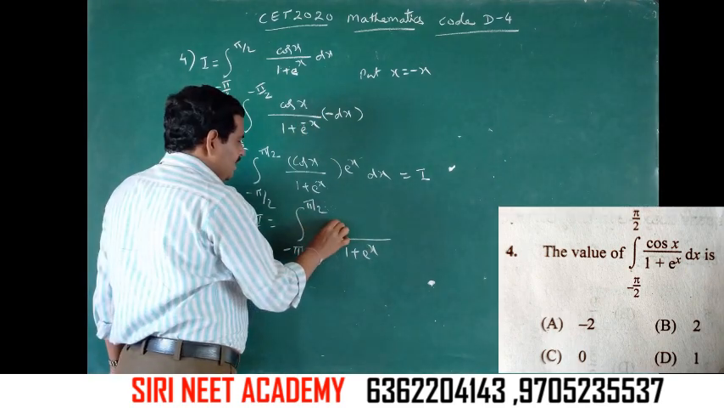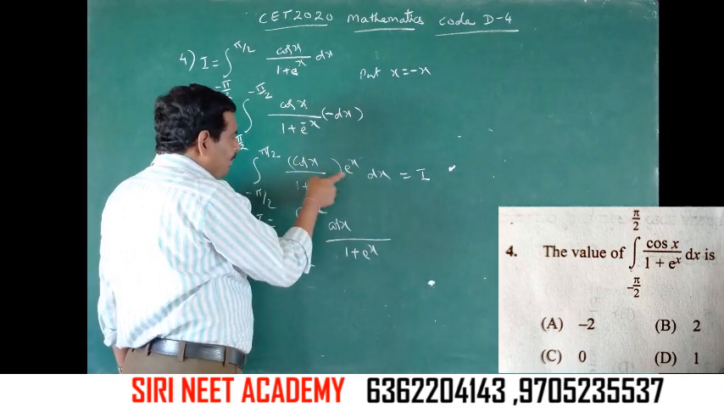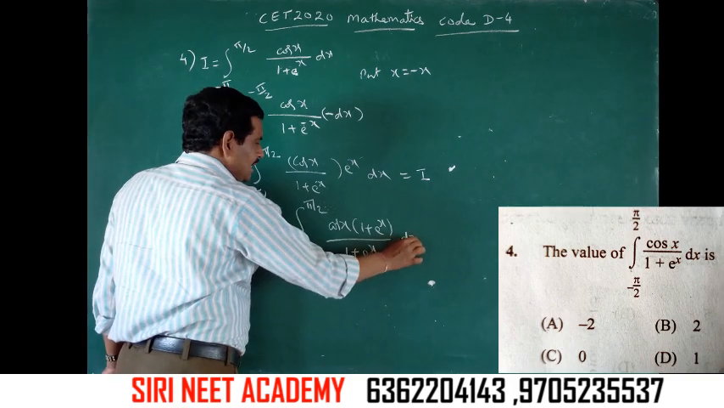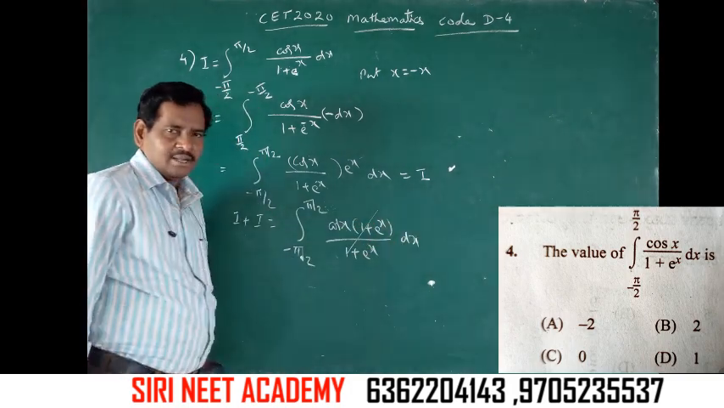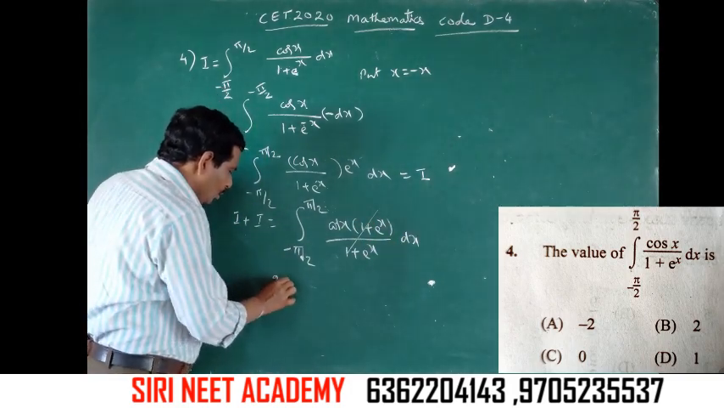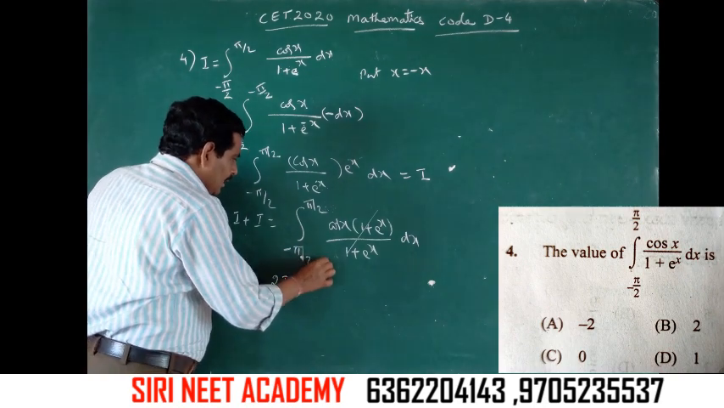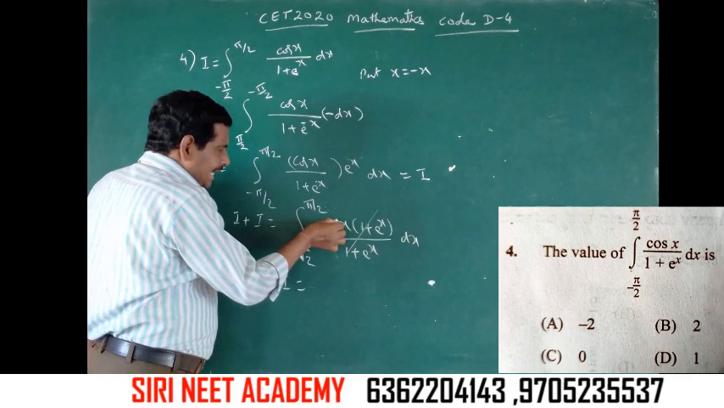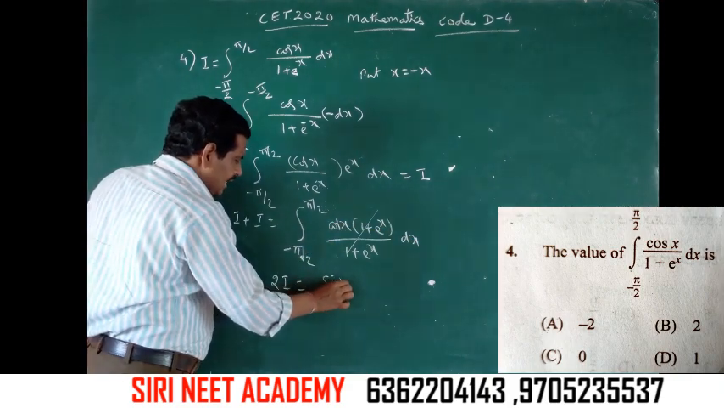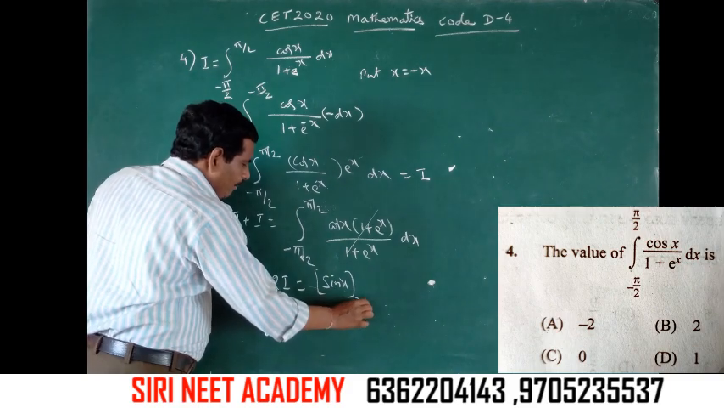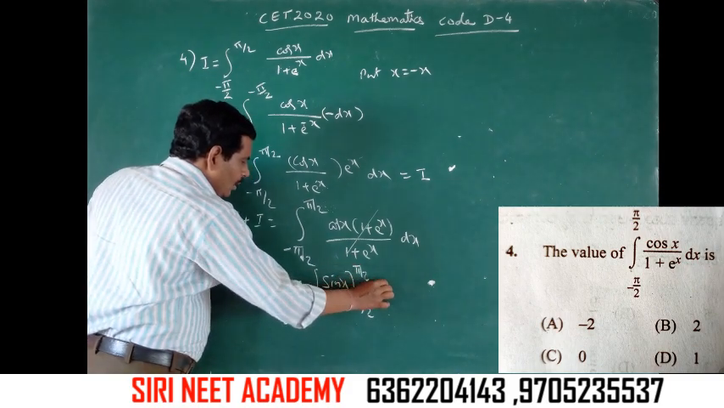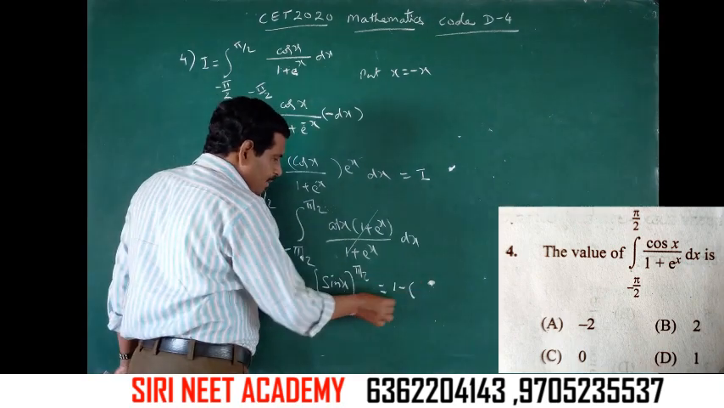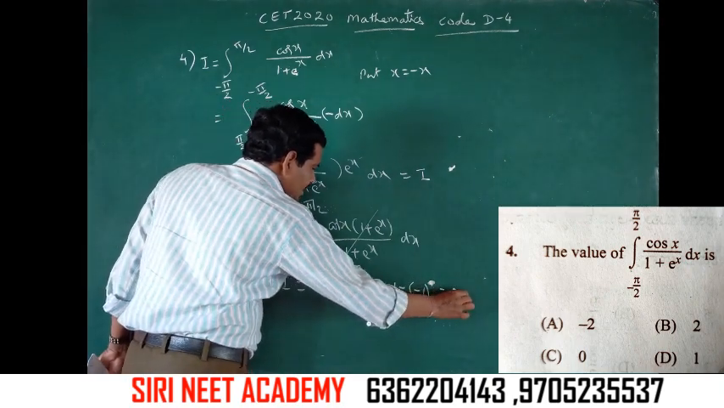Numerator, first one is cos x, second one is e power x into cos x. Take cos x common, remaining 1 plus e power x dx. These two get cancelled. I plus I is 2I, that is equal to integral from minus pi by 2 to pi by 2 of cos x dx. Integration of cos x is sin x between minus pi by 2 and pi by 2. Upper limit pi by 2, sin pi by 2 is 1, minus the lower limit, minus pi by 2, minus 1, that is equal to 2.